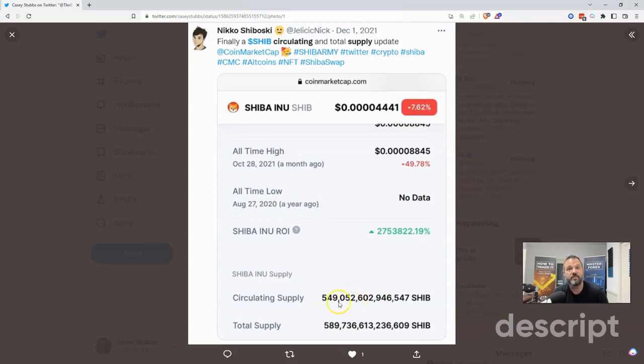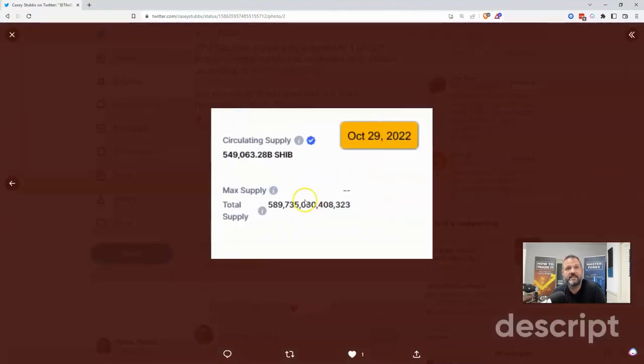But the circulating supply here, and this was December 1st, right? I want you to note December 1st, I did a little research. I think doing some research is important. On December 1st, this particular circulating supply was 549 trillion and 52 billion. And the total supply was 589 trillion and 736 billion. That was December 1st. Now let's go ahead and notice the difference. This is what I've looked at today.